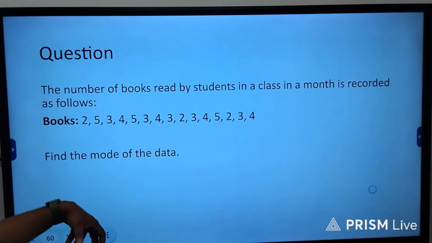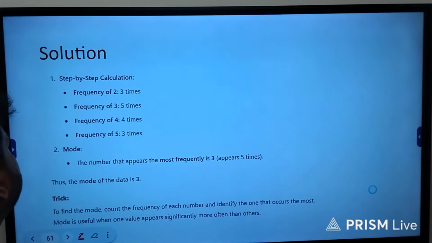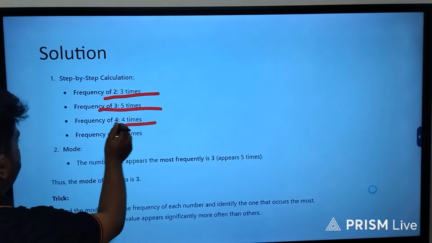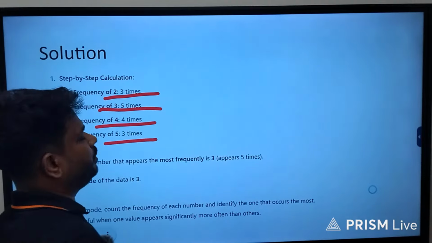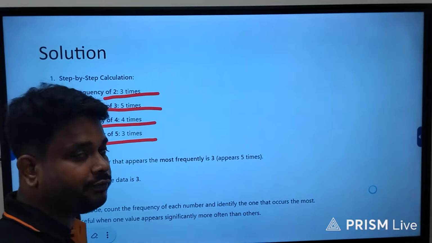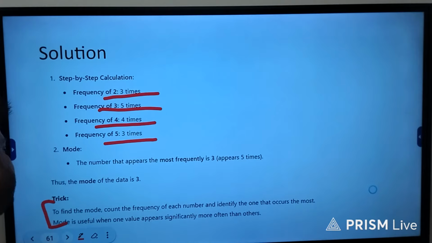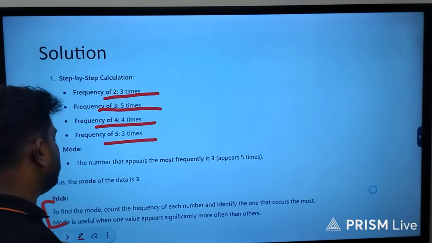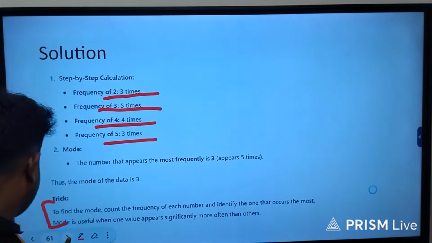The number of books read by students in a class in a month is recorded as follows. Let's find the mode of the data. Here 2 comes 3 times, 3 comes 5 times, 4 comes 4 times and 5 comes 3 times. So the mode will be 3 because 3 appears 5 times. Another trick they have told us: to find the mode, count the frequency of each number and identify the one that occurs the most. Mode is useful when one value appears significantly more often than others.